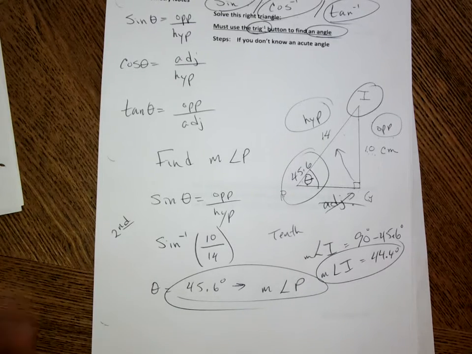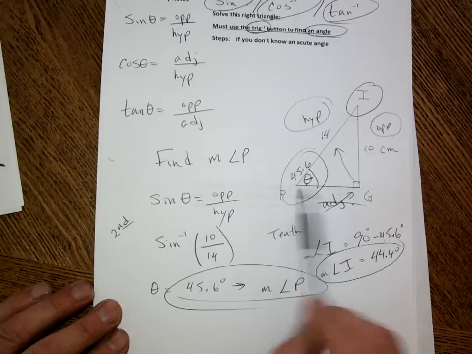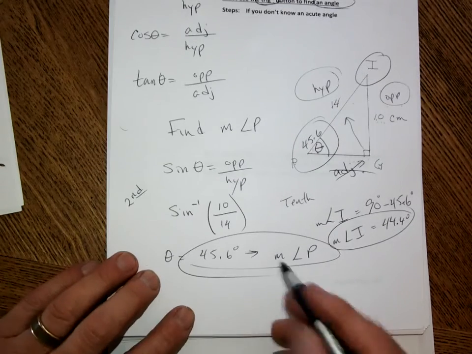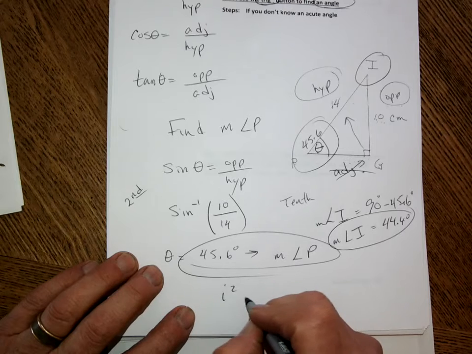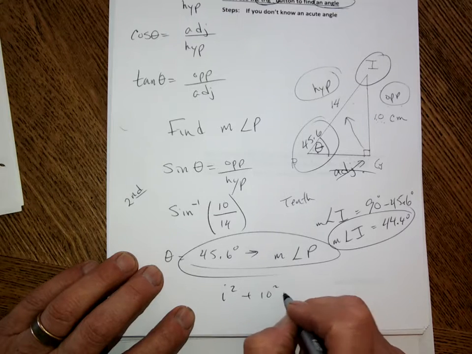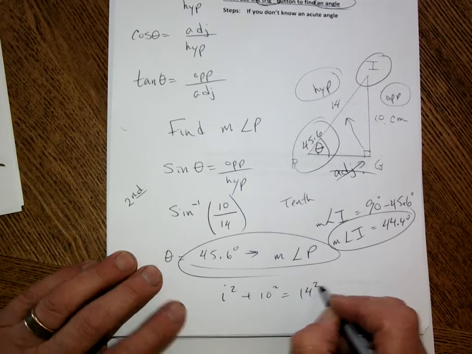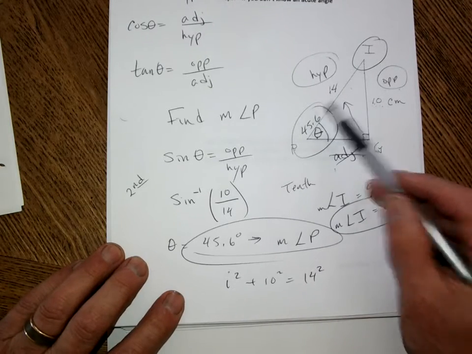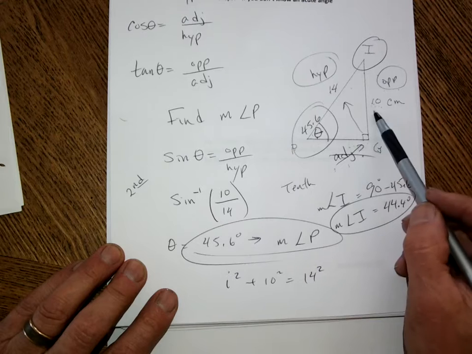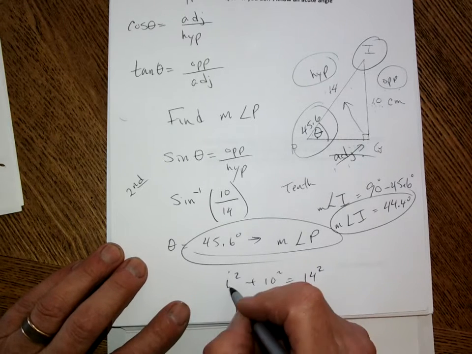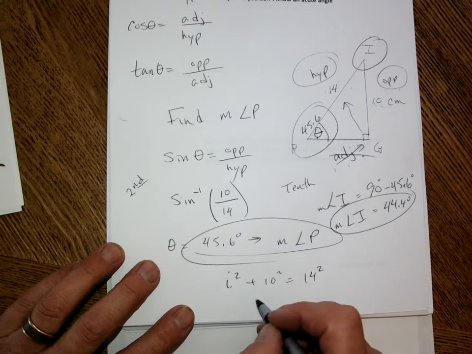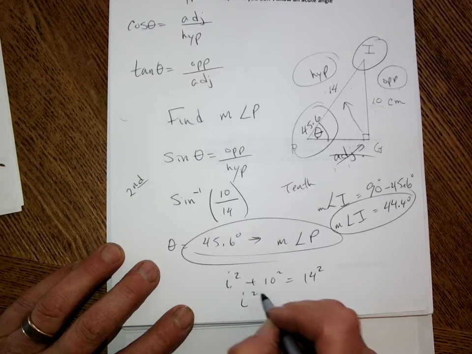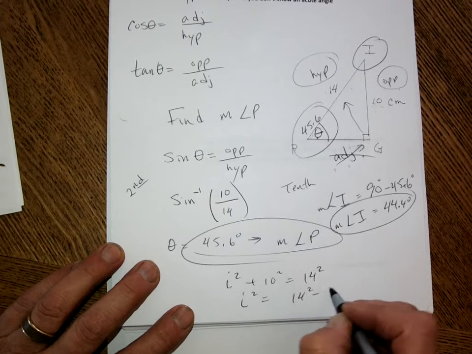Okay, now, lastly, if we want to find the adjacent side, let's just use Pythagoras' theorem. That's easiest. So we would go i squared plus 10 squared equals 14 squared, right? Pythagoras' theorem: leg squared plus leg squared equals hypotenuse squared. You can call it a squared plus b squared equals c squared, but it's not a's and b's. So I'm going to go i squared is equal to 14 squared minus 10 squared.